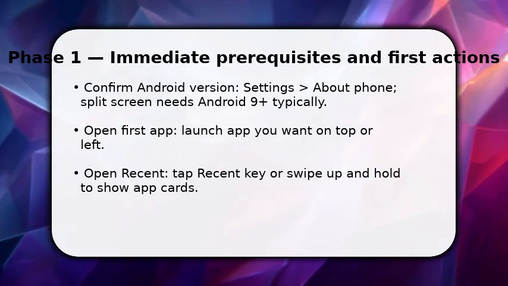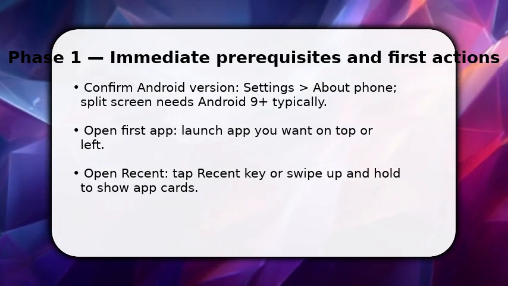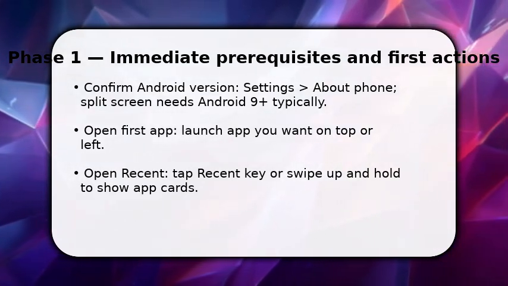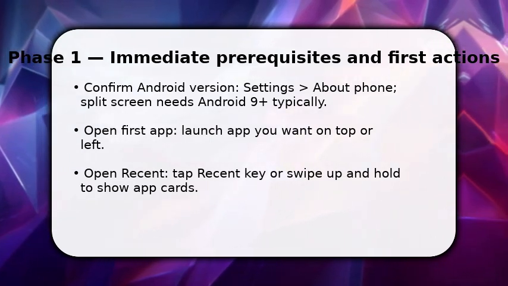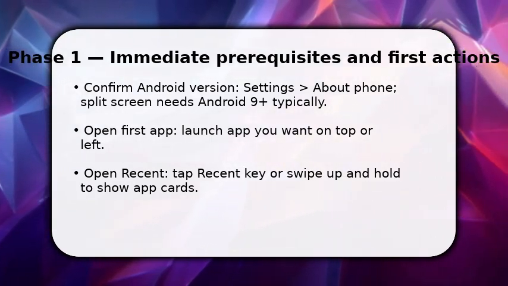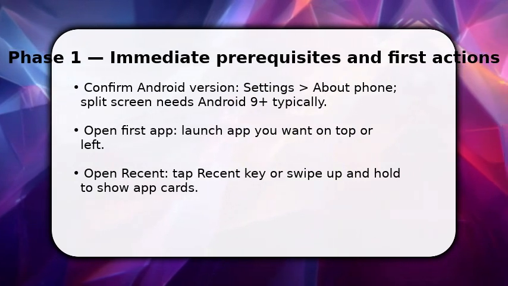You begin by preparing the apps and confirming compatibility. Make sure Android is updated. Open the first app you want to use, then access Recent Apps, tap the Recent key, or swipe up and hold. Once done, locate the app card you opened.